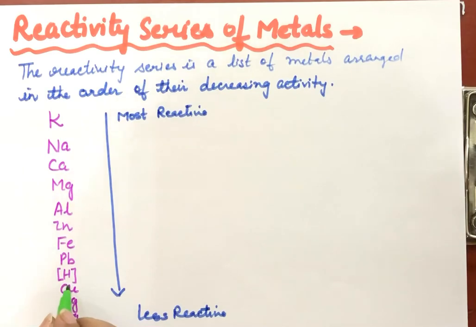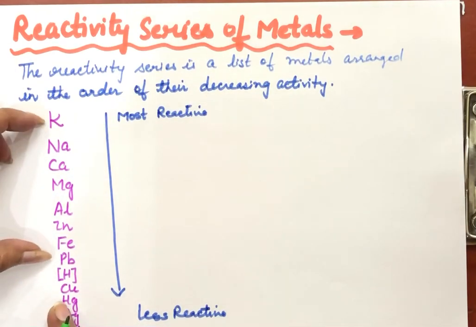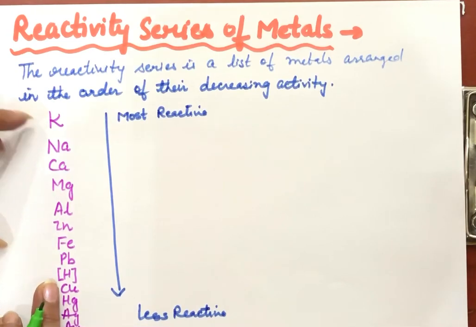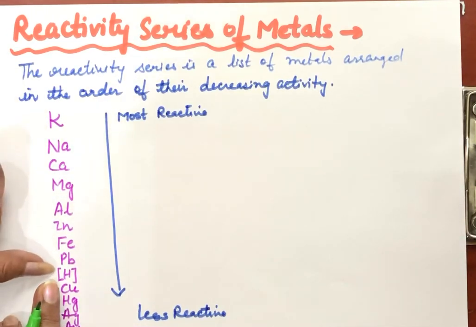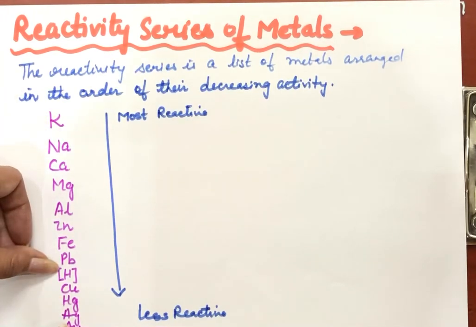So why is this non-metal hydrogen here? Actually, the comparison of these metals' reactivity is done by taking hydrogen. So all the metals which are above hydrogen are more reactive than hydrogen, and the ones which are below hydrogen are less reactive than hydrogen.